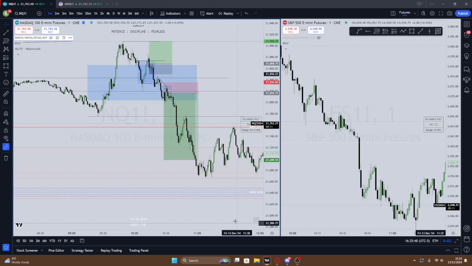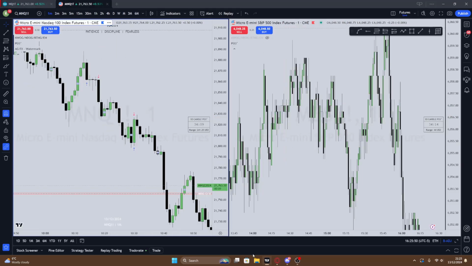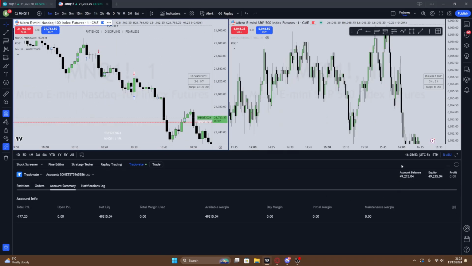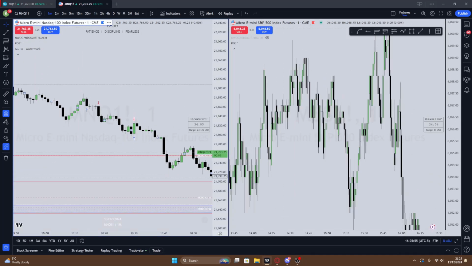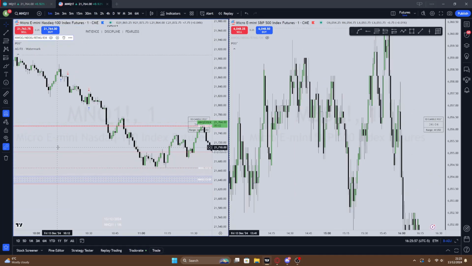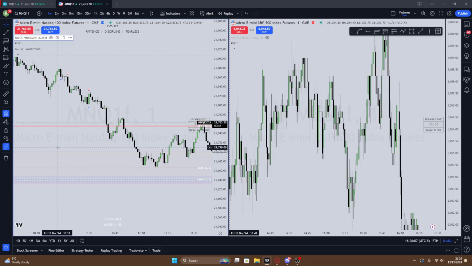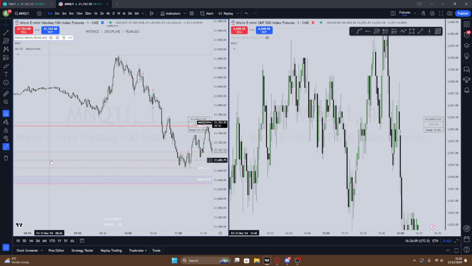My account balance right now is on 49,215. Pretty deep in drawdown. Not really that annoyed or anything like that. I think it was fair. It's just that my bias was wrong.